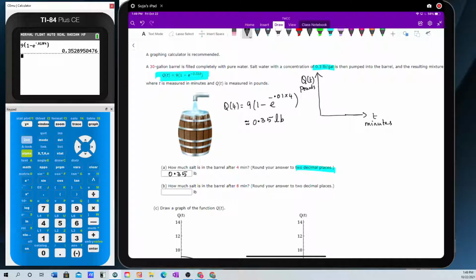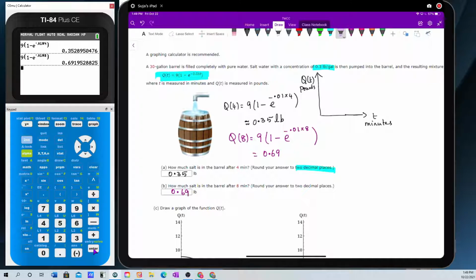The second part of the question is asking me to find how much salt is present in 8 minutes. So again, finding Q of 8. So 9 times 1 minus e to the power of negative 0.01 times 8. I'm going to use the same input that I did, just bringing that up and changing that number to 8. So the answer, rounding to 2 decimal places, is 0.69 pounds.